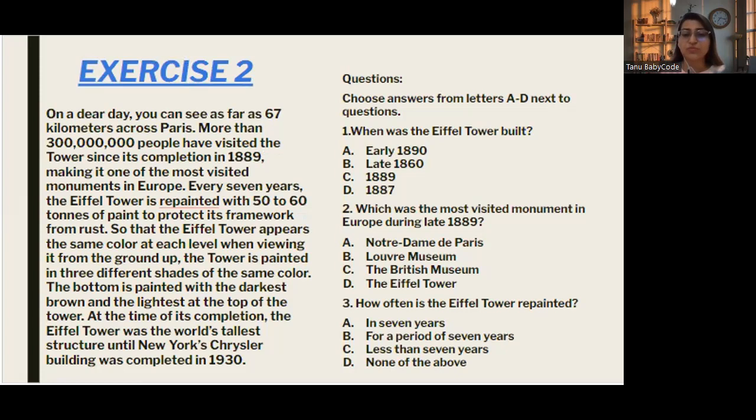Second is, which was the most visited monument in Europe during late 1889. So here are the names of the museum. You have to see which was the most visited museum in 1889. Third is, how often is the Eiffel Tower repainted? So you have to again check your answers, check your passage and mark your finalized answer.